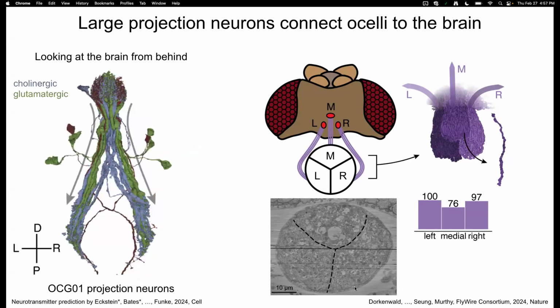And the main output of this region are the ocellular ganglion cells. These are massive cells by comparison. And we're now looking at the brain from behind. There have been reported to be 12 of them. And here I'm showing you those colored by the expressed neurotransmitter, by the likely neurotransmitter. And those are cholinergic and glutamatergic. And we think cholinergic means excitatory in the fly brain, and glutamatergic means inhibitory in the fly brain. So here I will just use excitatory and inhibitory to talk about those neurons.